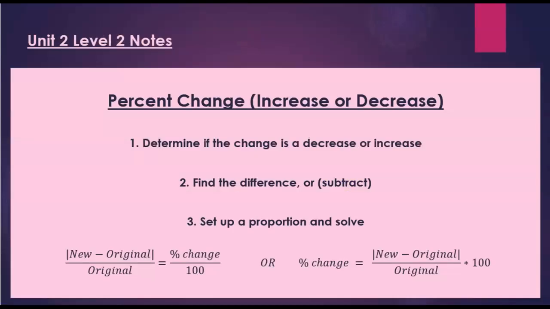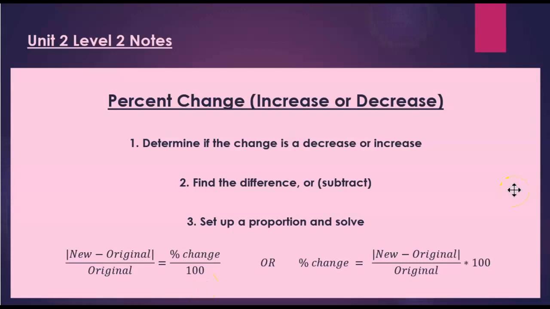Percent change is when we have an original amount of something, and then from that, it either increases over time or decreases. And so we would have to find the difference out of the original equals that percent change. What is that difference percent out of 100?